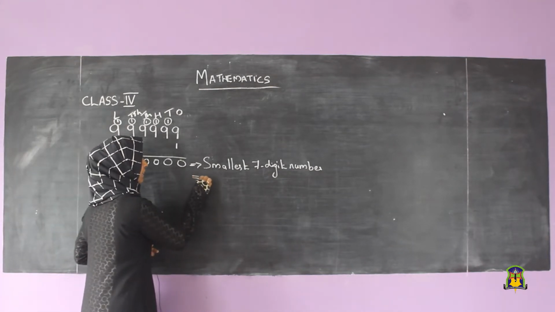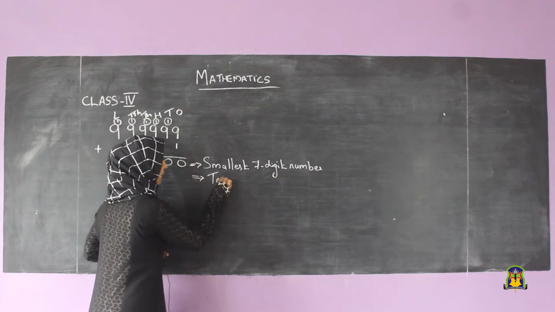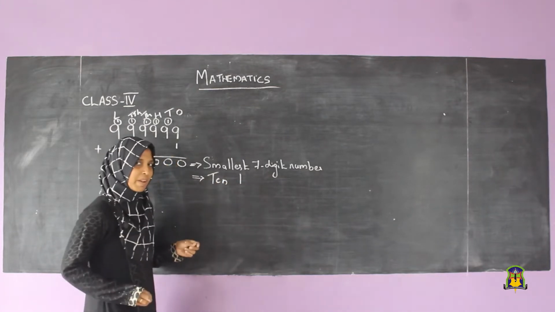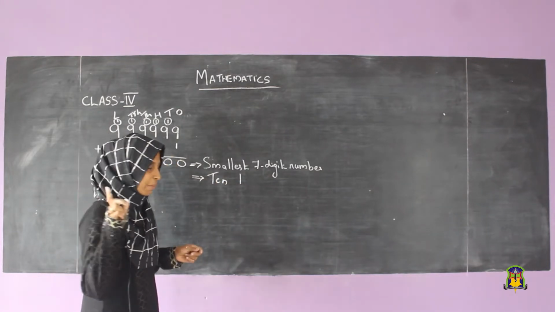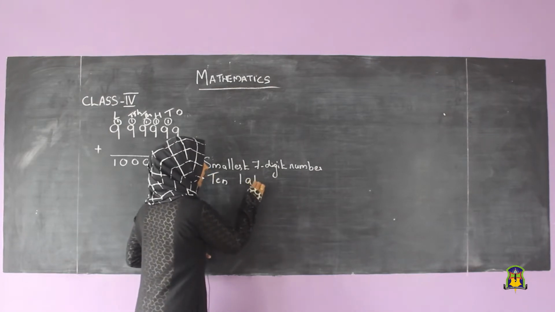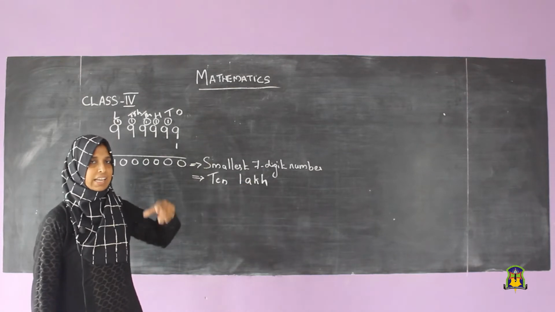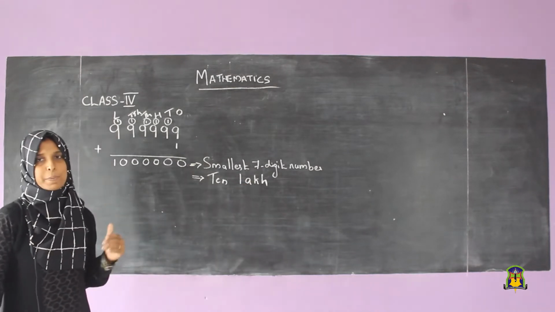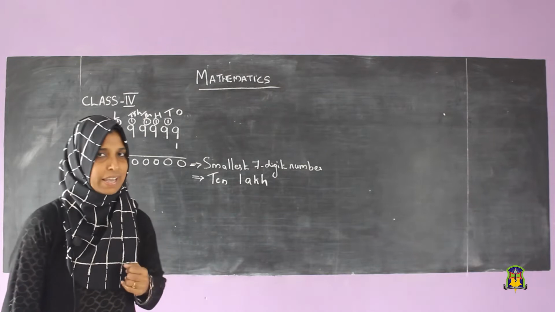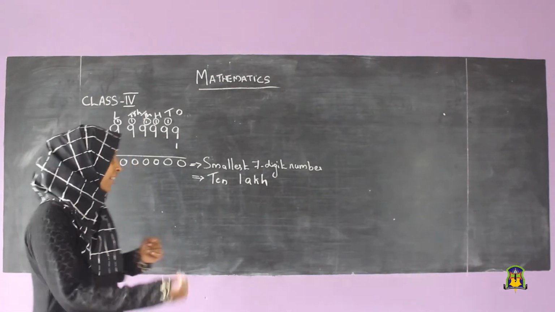Okay, 10 lakh. What is the spelling of lakh? Tell me. L-A-K-H. Yes, 10 lakh. Also, we can represent this number in the place value chart. Let's see.